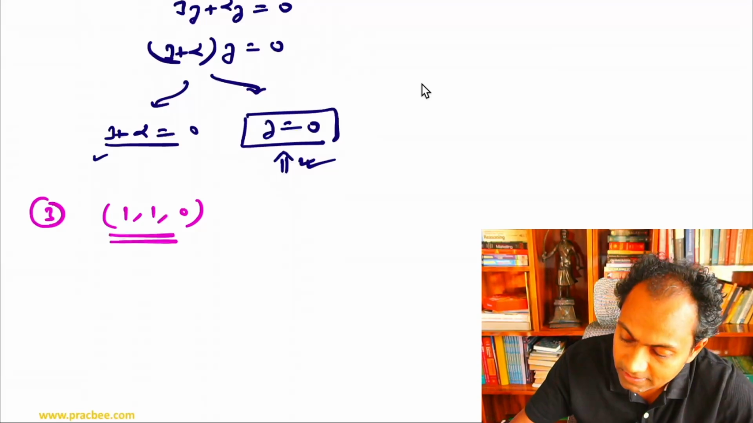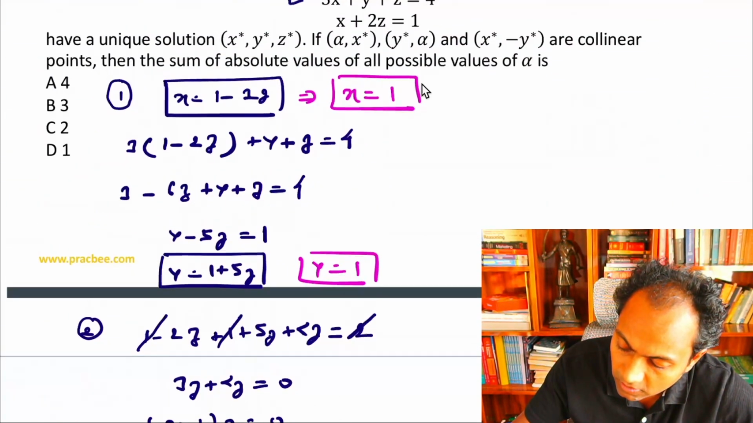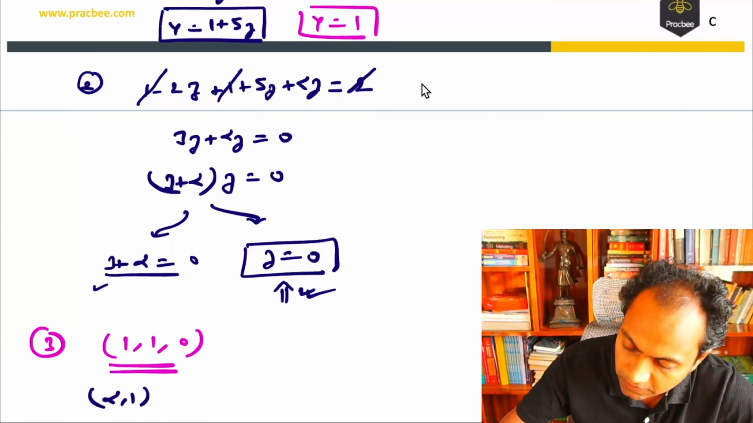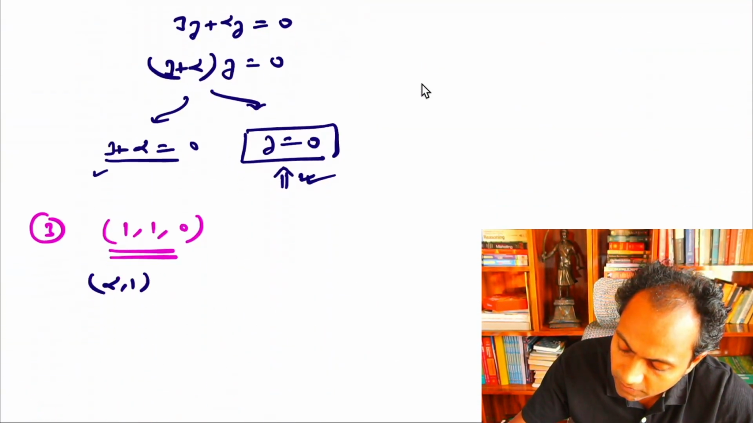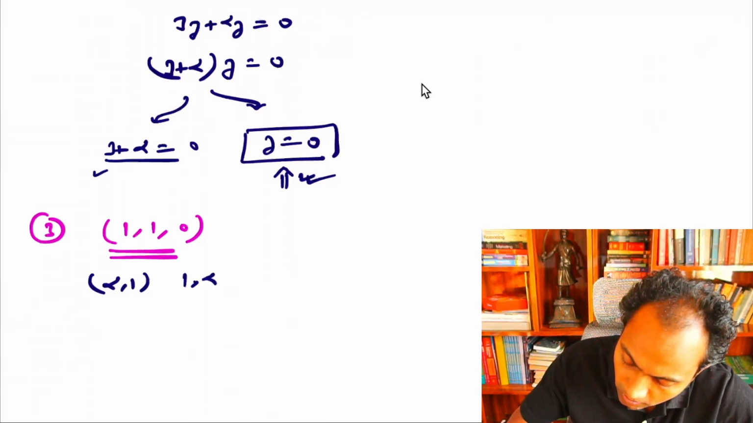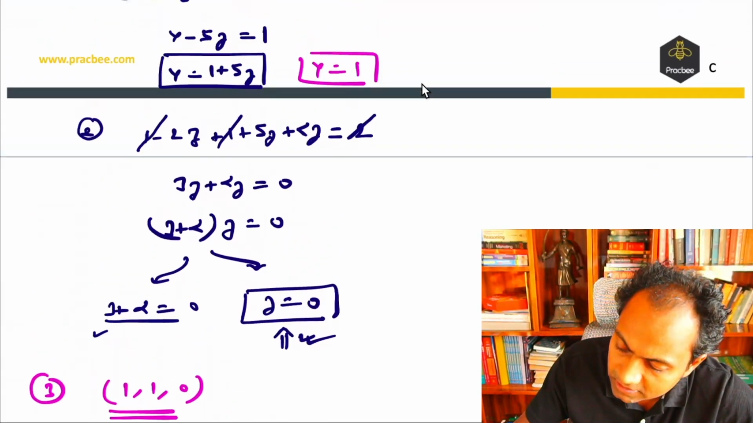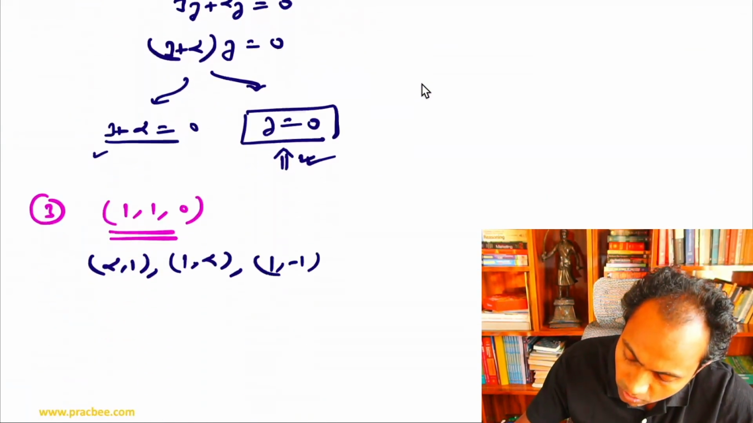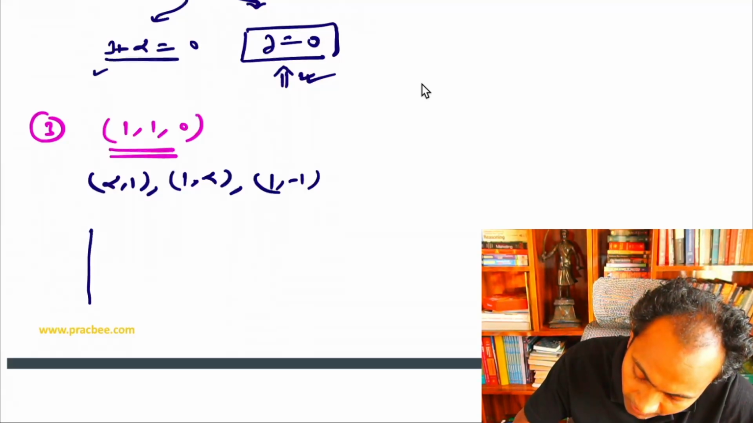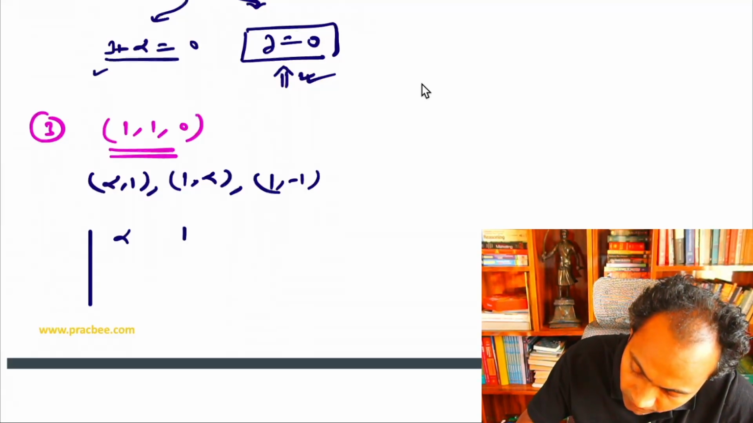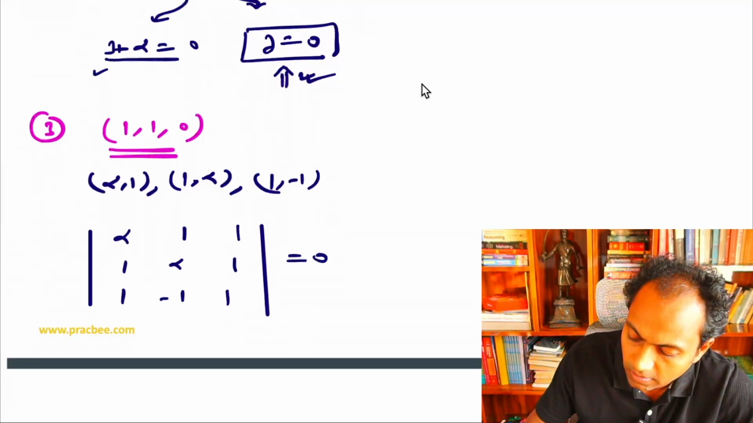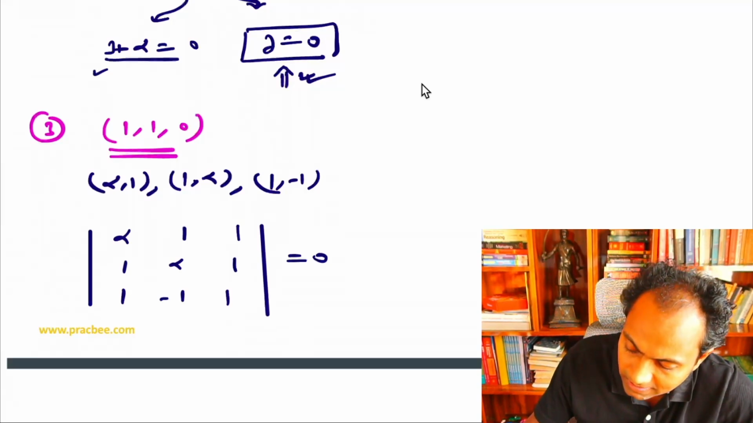Now what they are saying is there are points alpha, 1. This is the first point. The next point is y, alpha, so this will also become 1, alpha. And then the last term is nothing but 1, minus 1. All of these are collinear. So let us make the area of the triangle equal to 0. So the determinant with rows alpha, 1, 1; 1, alpha, 1; and 1, minus 1, 1. We have taken the area of the triangle and put it equal to 0. So now we will solve this and get the values of alpha from here.